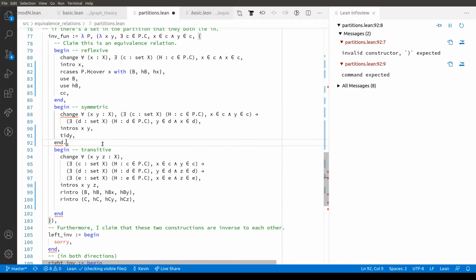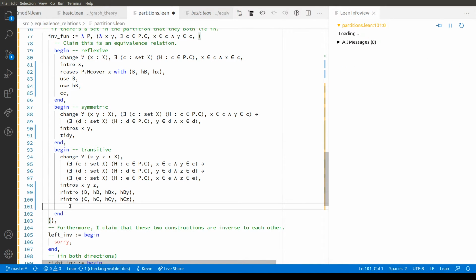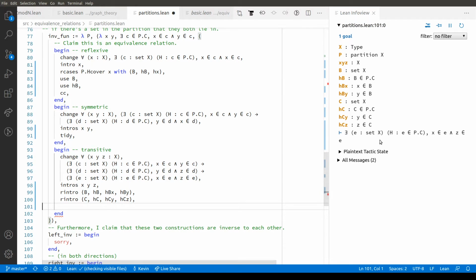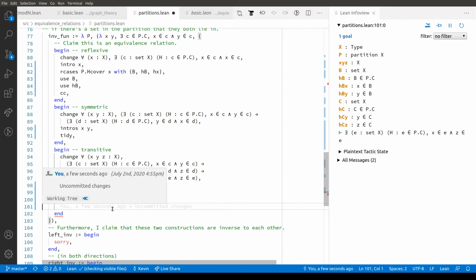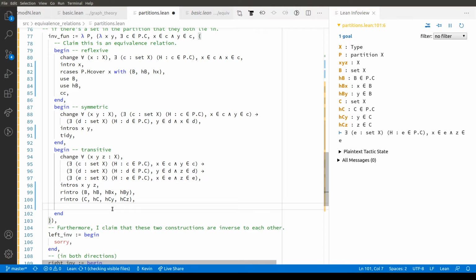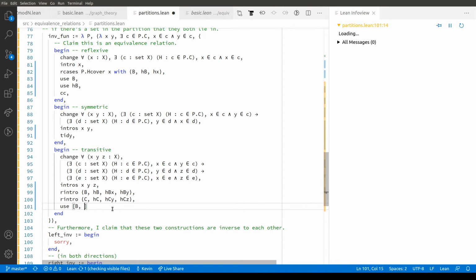Can I get away with that? I can't get away with that. Curses. I'm paying for my cheap tidy proof. Now I've got to prove that there exists a block such that X is in the block and Z is in the block. I see. So I've got a block B with X and Y in B, and I've got a block C with Y and Z in C, and I need to come up now with a block. I'm going to use B, right?